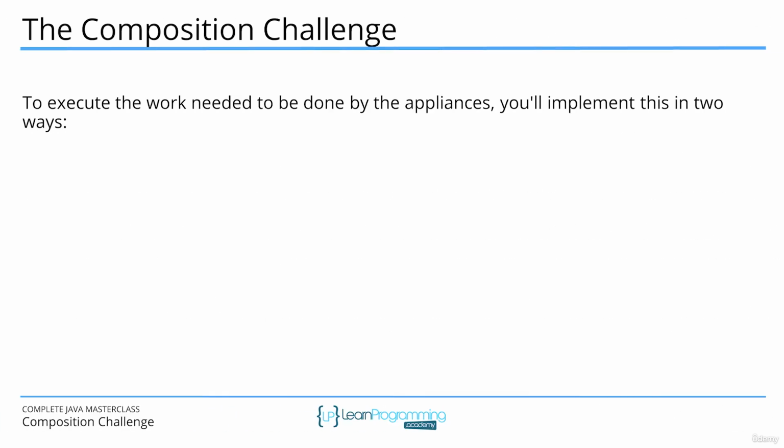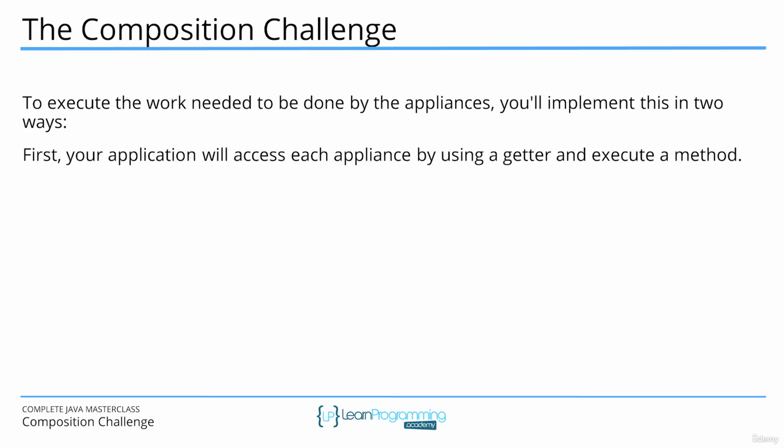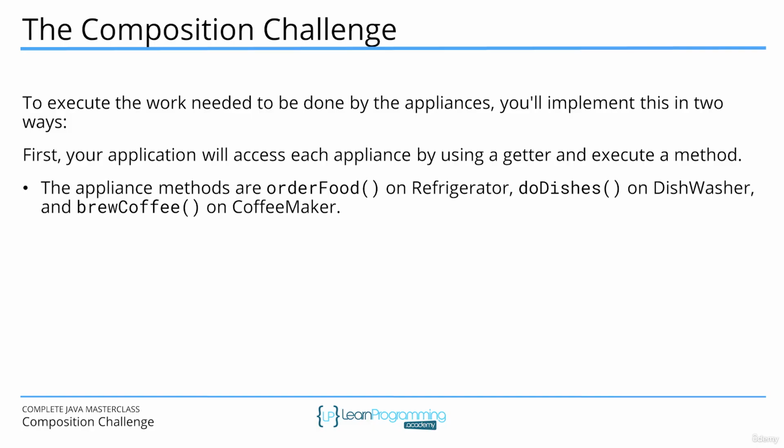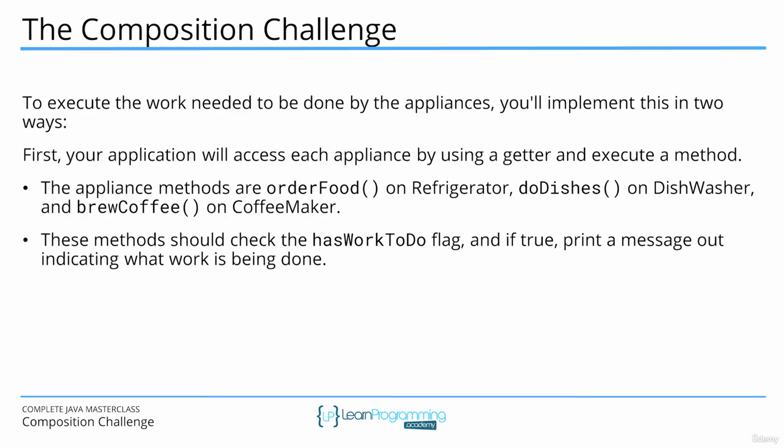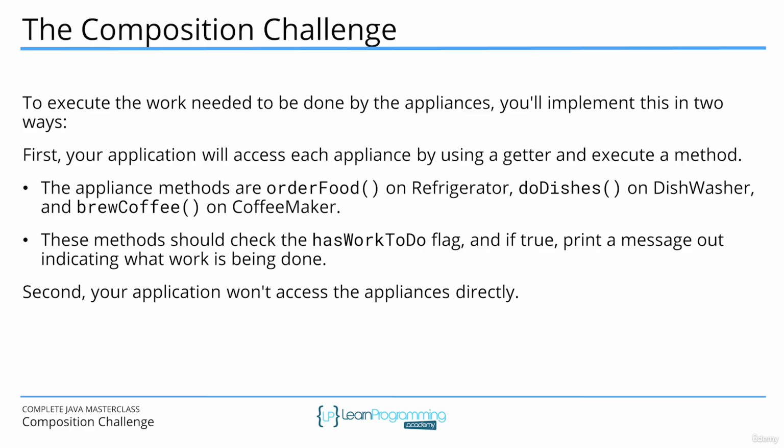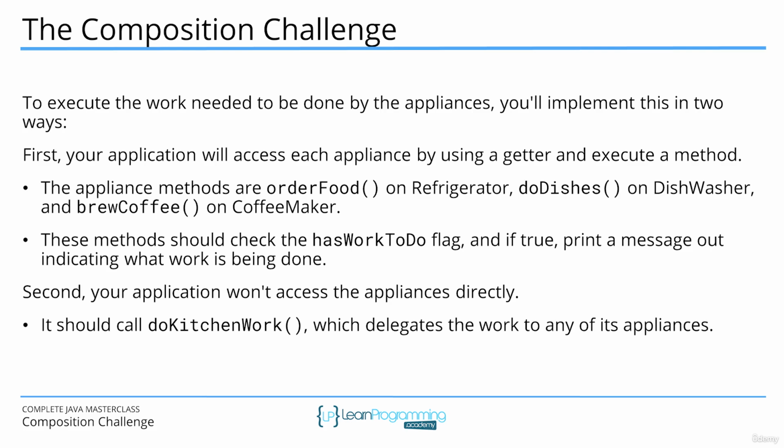To execute the work needed to be done by the appliances, you'll implement this in 2 ways. First, your application will access each appliance by using a getter and execute a method. The appliance methods are order food on refrigerator, do dishes on dishwasher, and brew coffee on coffee maker. These methods should check the has work to do flag, and if true, print a message out indicating what work is being done. Second, your application won't access the appliances directly. It should call do kitchen work, which delegates the work to any of its appliances.